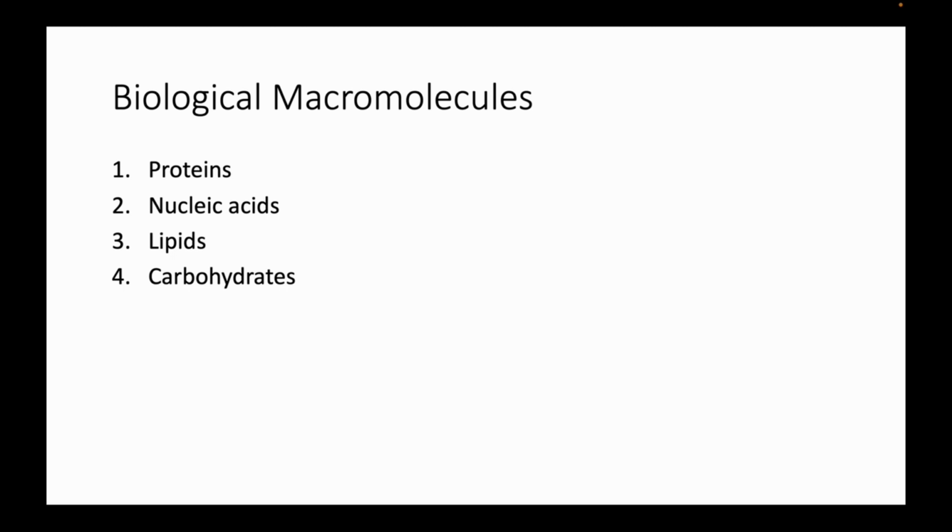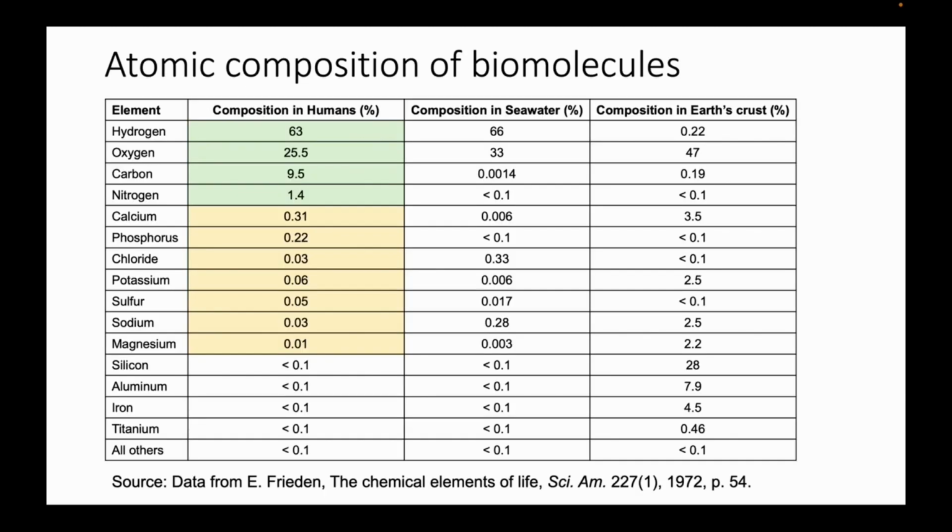So we're going to quickly step through each of these, remind you of the basic structure, the chemistry of them, and how they're held together. And this is really interesting. First, thinking about the elements that make up life. This table is showing different elements and what percentage that element makes up a human body. We can see that we are about 63% hydrogen.